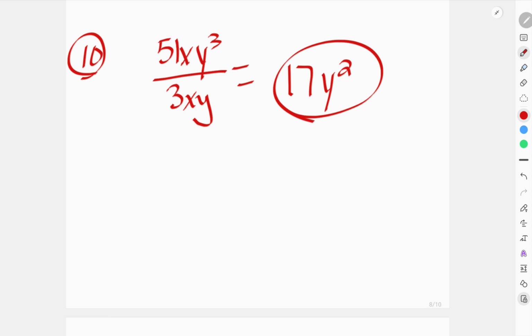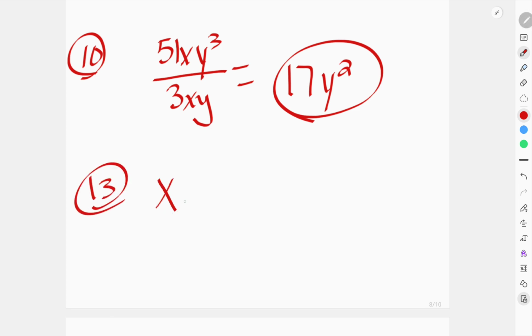All right, so number 11, you have negative 35x squared y to the fourth divided by negative 5x squared y. So remember, when you're dividing and you have two negatives, it does become positive. If the signs are the same, it's positive. If the signs are different, it is negative. Okay, so let's do number 13.